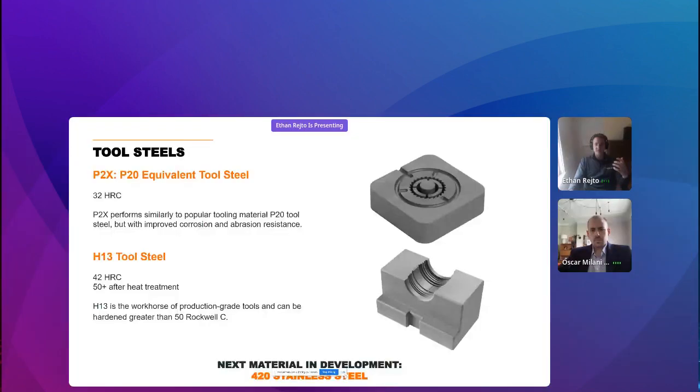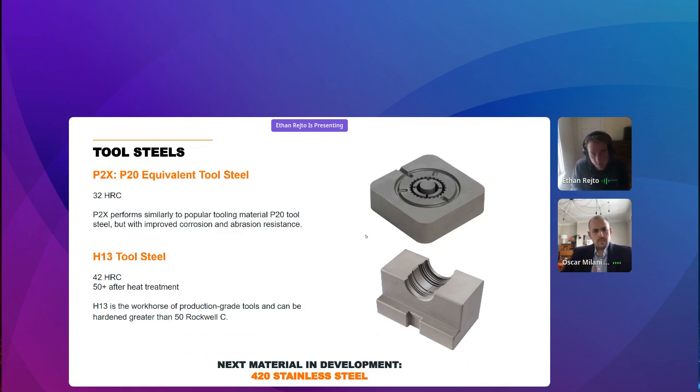Yeah, sure. So our materials are very much driven by our customers, right? By the needs we see, by what we're asked for, by the markets we see potential for. Originally, when we started the company, the first material that we announced was this P20 stainless steel. P2X is what we call it. Ours has a little bit different chemical composition, but it performs similarly, with a little bit improved corrosion and abrasion resistance compared to P20.